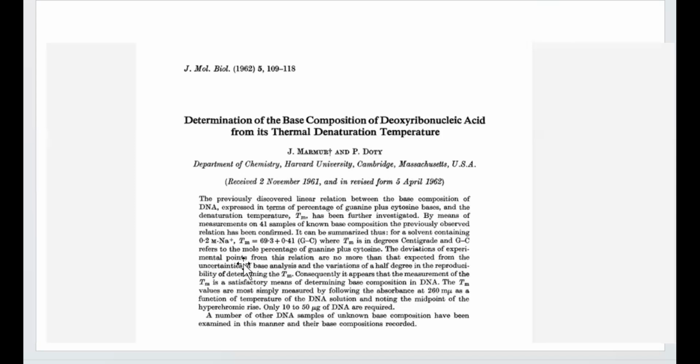When they did it by means of measurements of 41 samples of known base compositions, the DNA sequencing was already done. The previously observed relationship has been confirmed. So they confirmed it with the help of G+C content and Tm data. Now, what they summarized was for a solvent containing 0.2 molar Na+ ions. So buffer ionic strength needs to be described in terms of molarity, and the molarity of the particular salt involved, you have to describe.